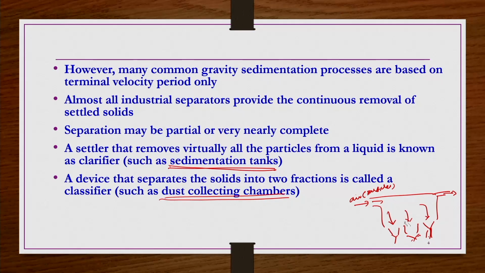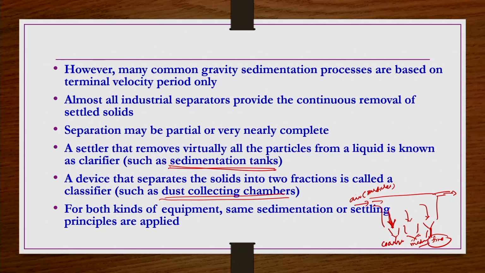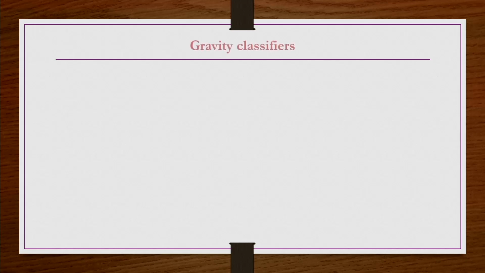The larger, heavier particles will have higher settling velocity, so the moment they enter here they settle down immediately. Here are the coarse particles, and here the fine particles, which may have the smallest settling velocity amongst all the particles. So they will settle last and be collected as fines at the end, and the medium fractions are collected in the middle. For both kinds of equipment, the same sedimentation or settling principles are applied.